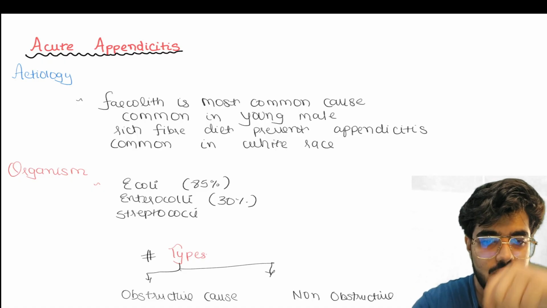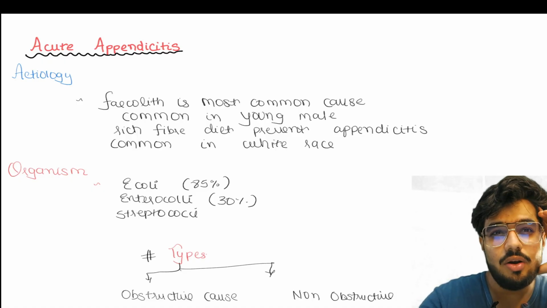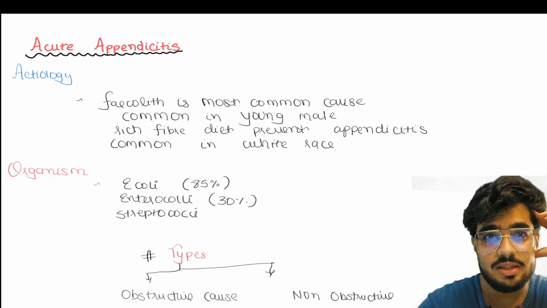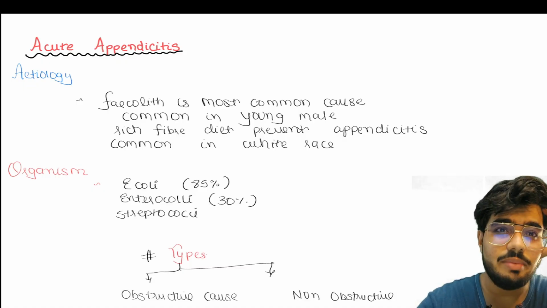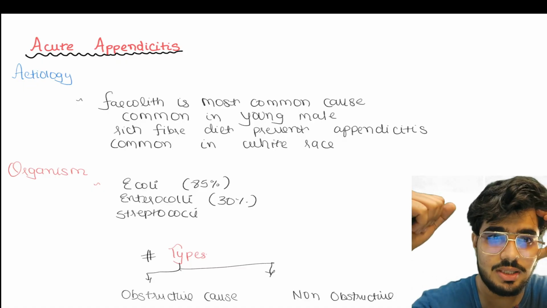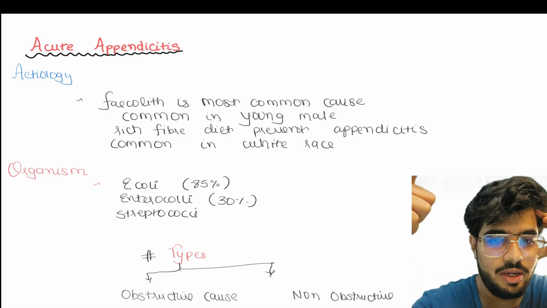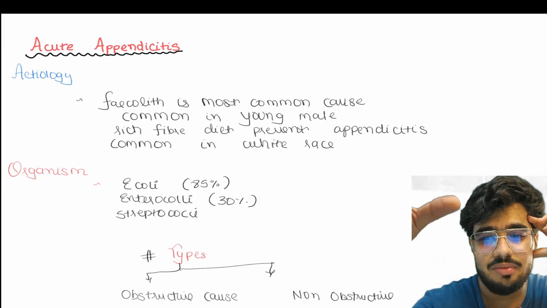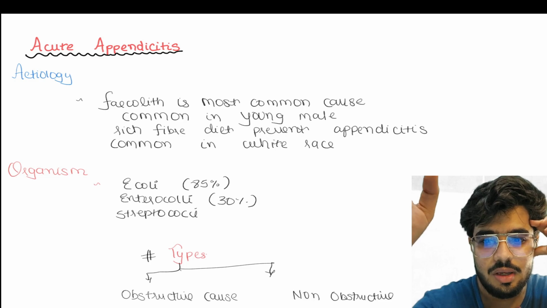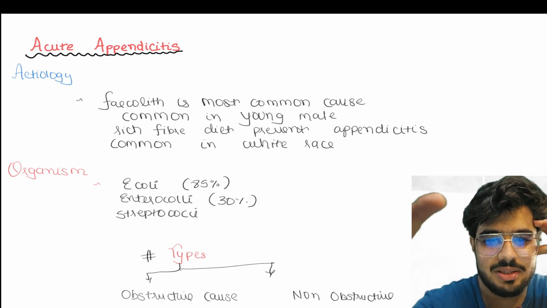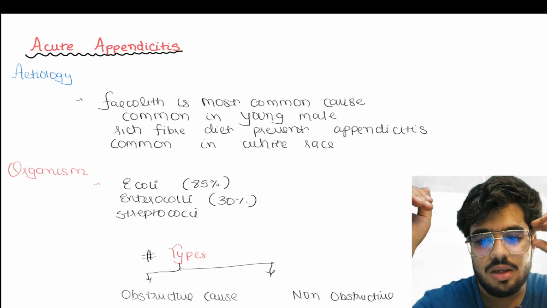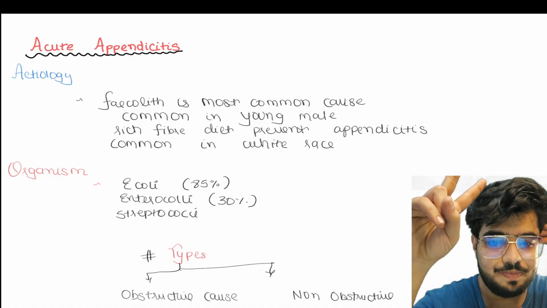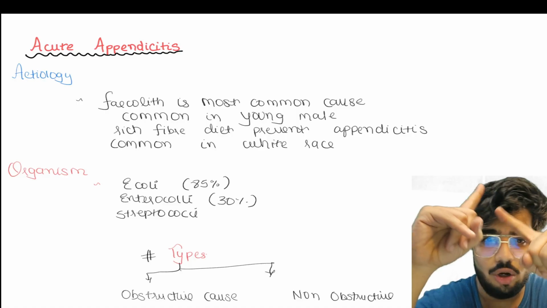So after etiology, what are the organisms causing this appendicitis? It's an inflammatory condition. Yes, it's going to be a bacterial infection, but which bacteria? The most common is E. coli, then Enterococci and Streptococci. Mostly, around 80 to 90%, we are going to find E. coli only, and the rest rare, like 20 to 30%. It's a range. Now talking about the types, there are two types: obstructive cause and non-obstructive cause.